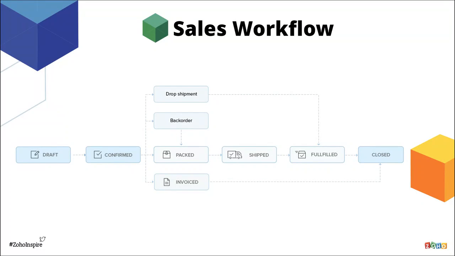So you have a draft sales order, and then when you email it to a customer, it becomes confirmed, or you can also manually mark it as confirmed. And then you have a couple of options. If you have stock, then you can pack it. You can create packages basically. You can also invoice them, and then you can ship the items out.